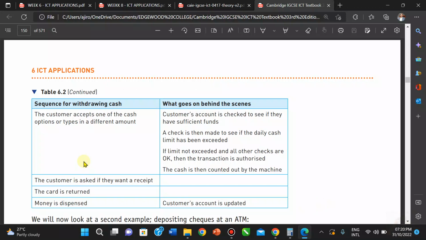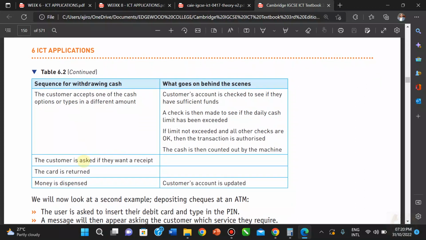There are some accounts that are of different tiers. So if your account is tier 1, you might not be able to withdraw maybe 100,000 in a day, and that restricts you, because that is what you can withdraw for that day. If it's not exceeded and all checks are okay, then that transaction is authorized. Then the cash is counted out by the machine. You start hearing the sound. And then the customer is asked, do you want a receipt? No, you have your cash.